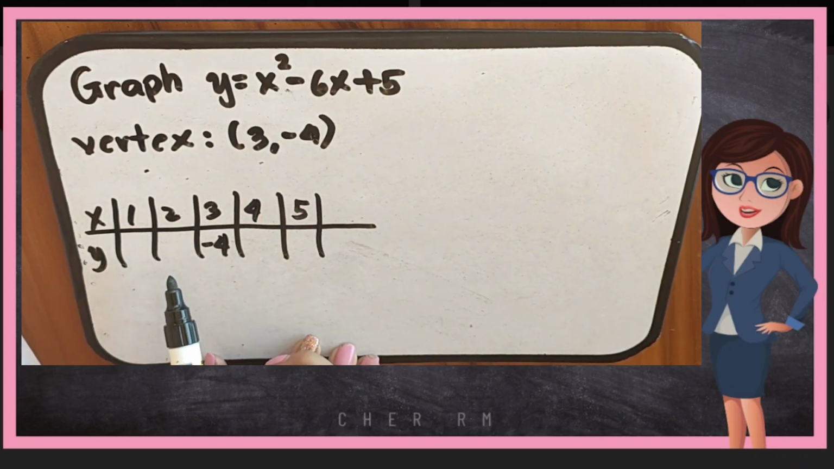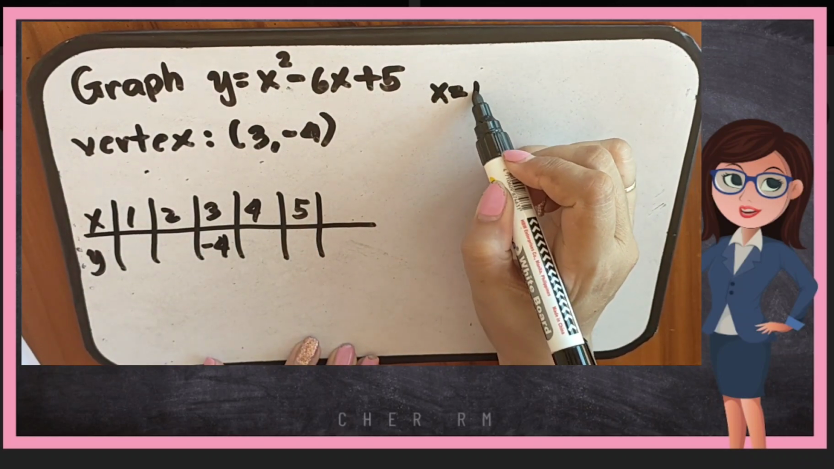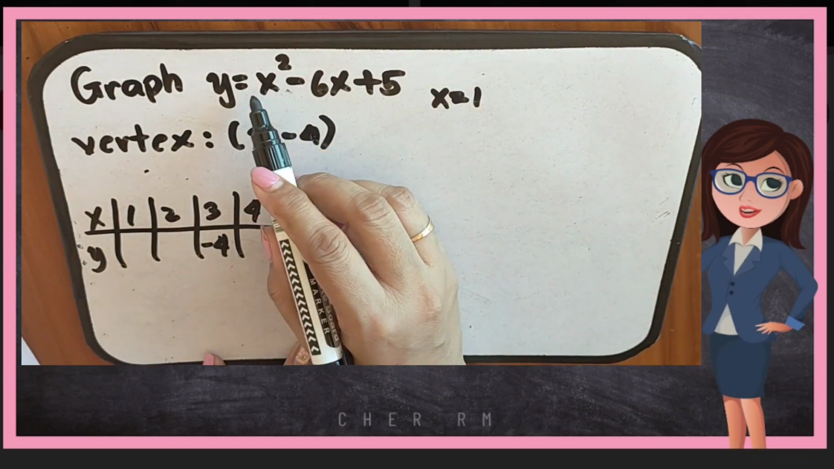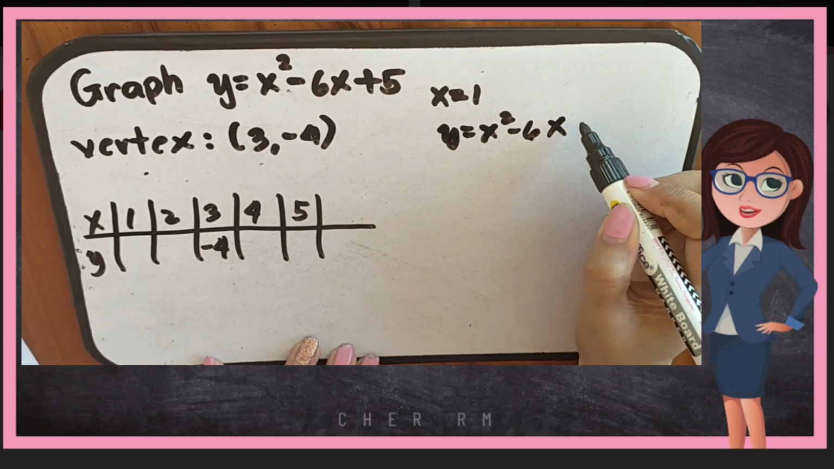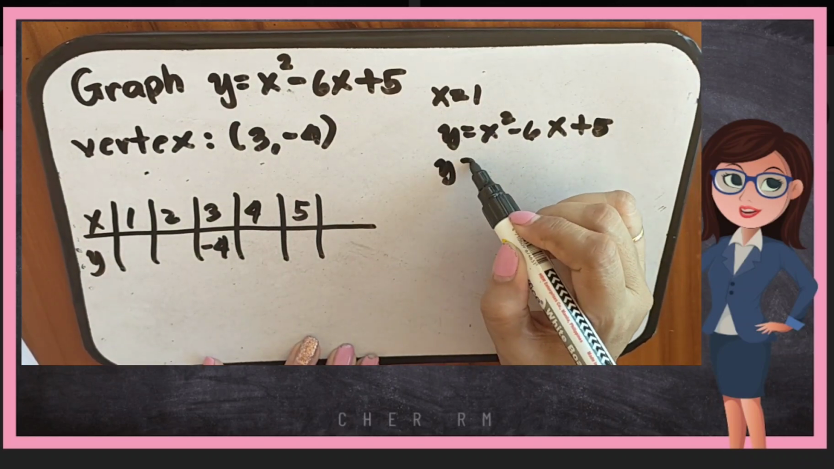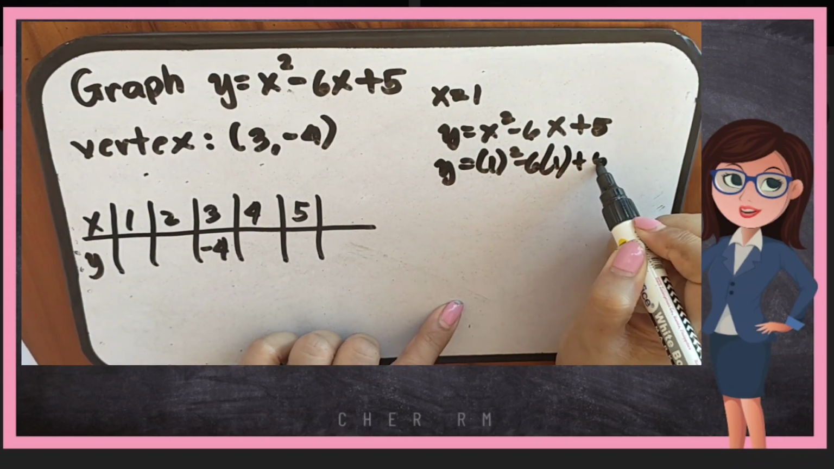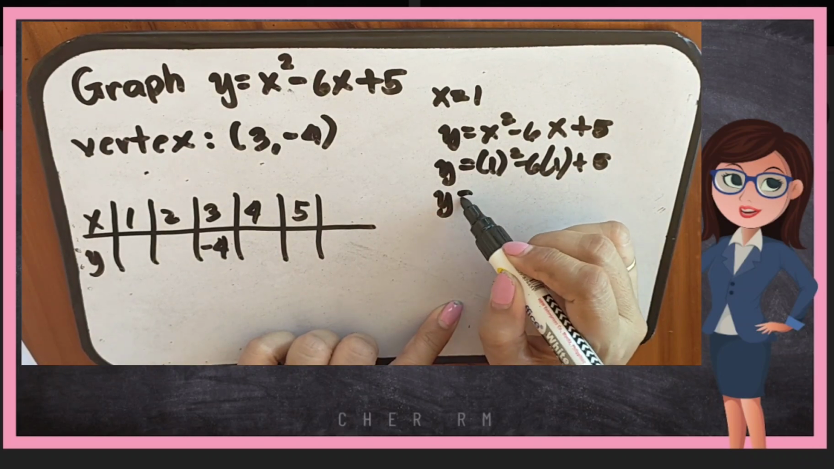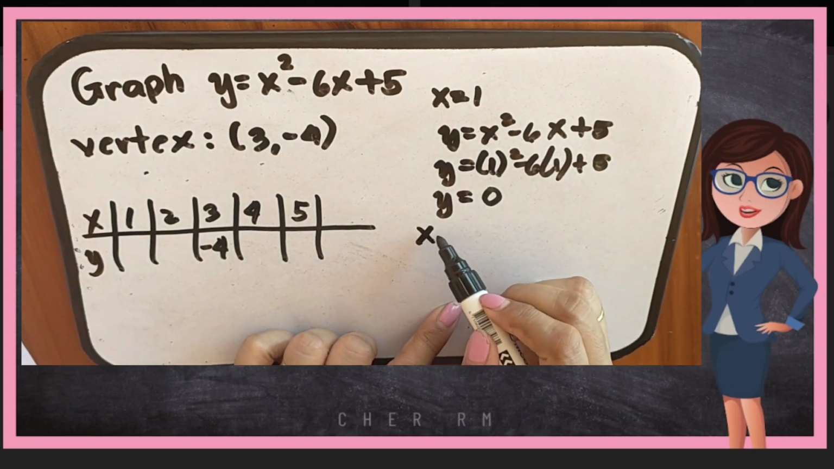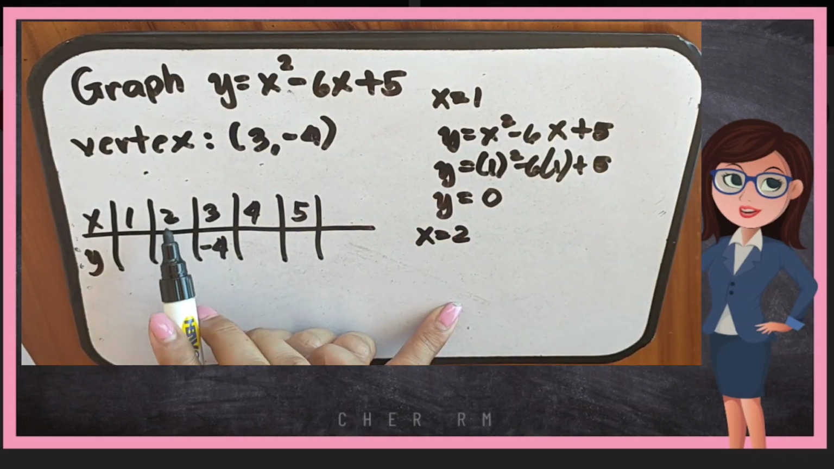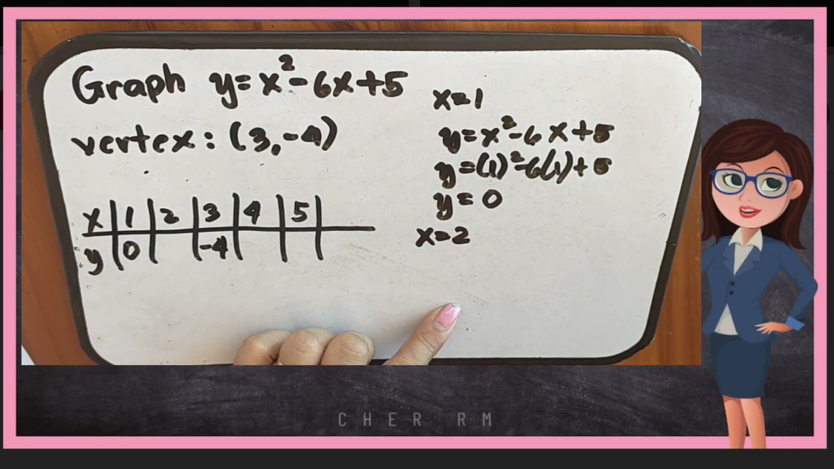Then let us find the corresponding y values, of course, first if x is equal to 1. Using y equals x squared minus 6x plus 5, substitute the value of x, which is 1: 1 squared minus 6 times 1 plus 5. So the value of y is equal to 0. So if x is equal to 1, y is equal to 0. Let us write 0.